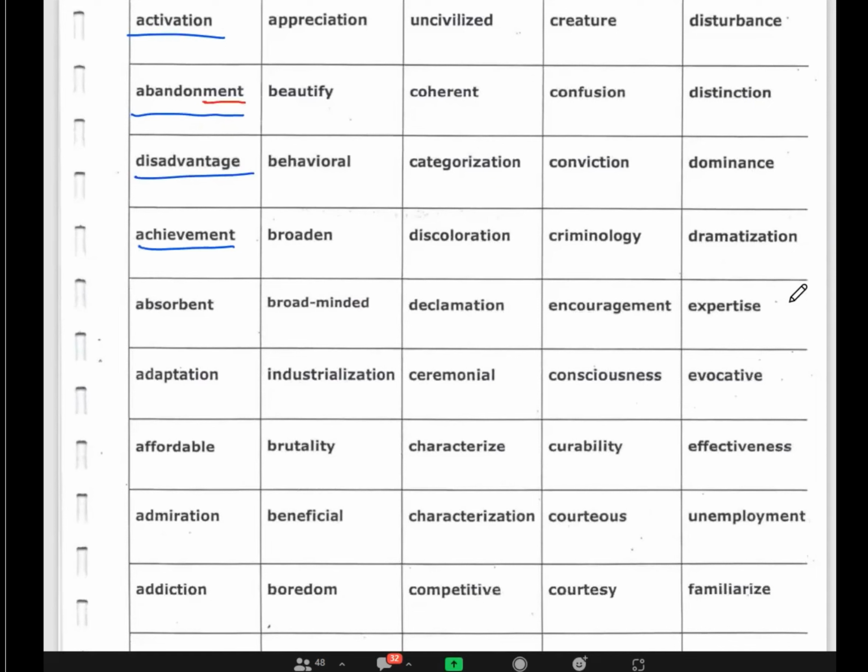Achievement. Doing something successfully. What is the verb of achievement? Achieve. Very good. Achieve.